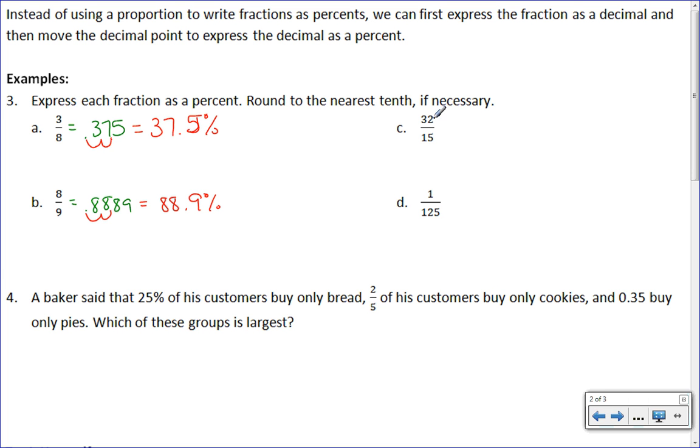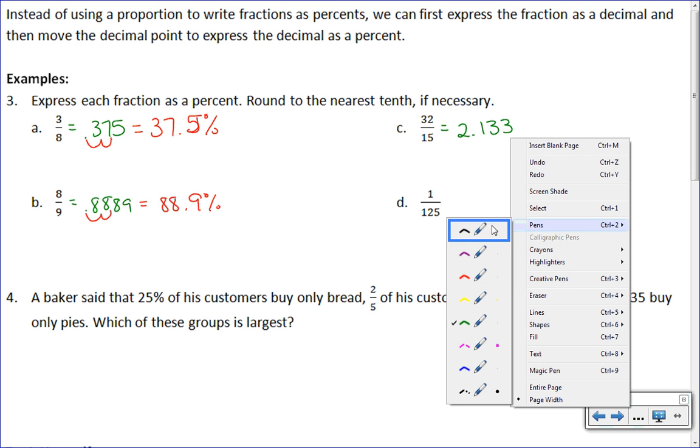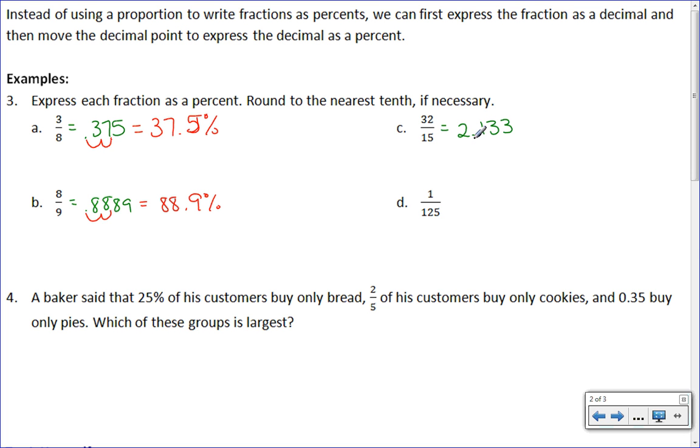For C, we'll do 32 divided by 15. And we should get 2.133 repeating, so that will round down to 3. And we'll move the decimal place 2 times, and that's 213.3%.